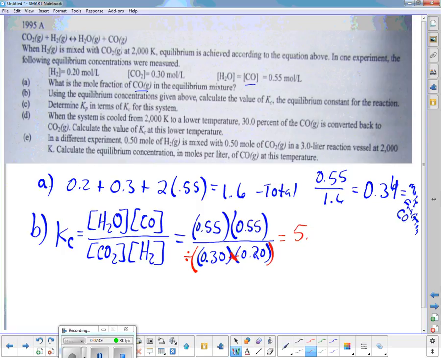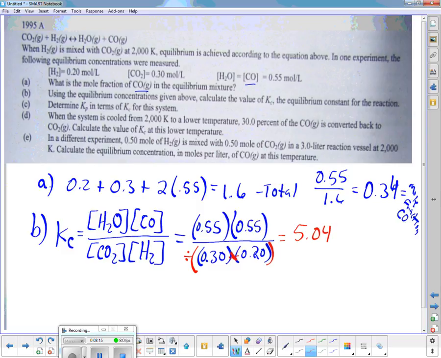5.04. Okay, so what does that tell me? Is the reaction going forward or backwards? Forward. I have more products than reactants, so it's going forward for the most part. Now there is some going backwards, but it's not going forward all the way because it would need to be a really large K. But it's bigger than 1, so most of it's going forward, a little bit going back.